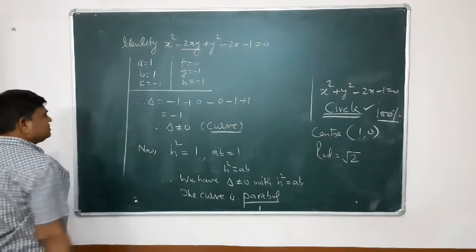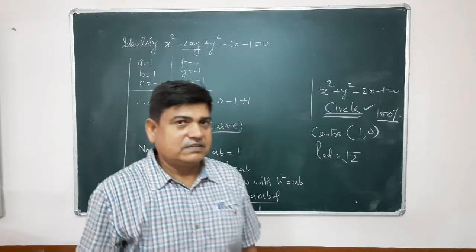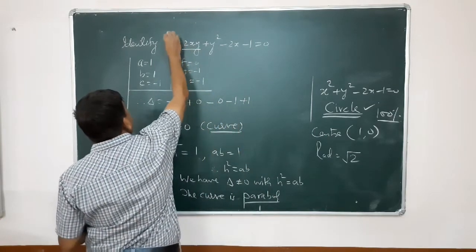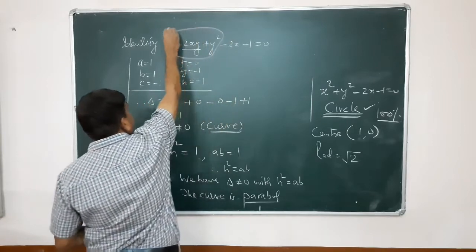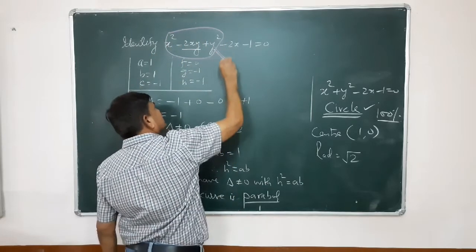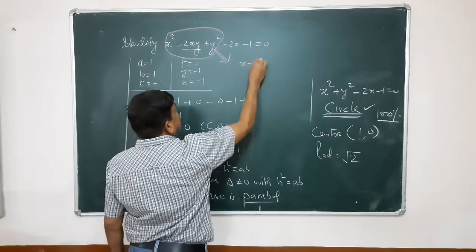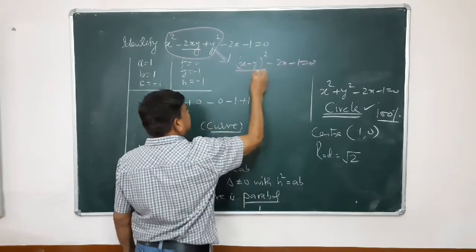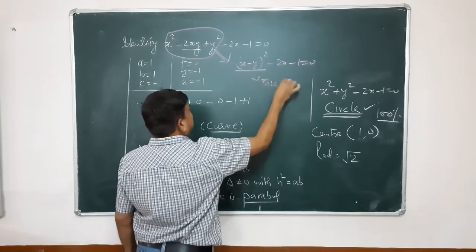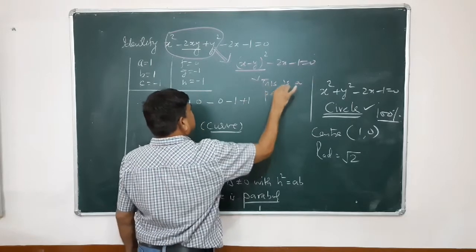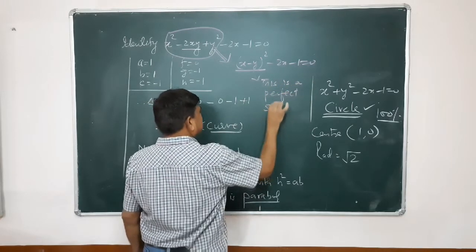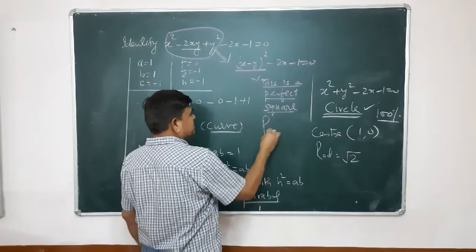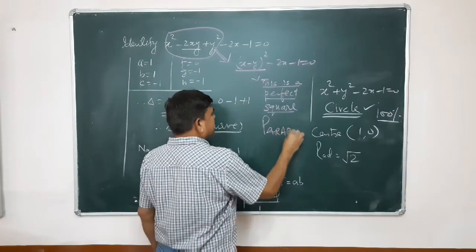Definitely this is a time consuming process. Look at the technique. Look at all the second degree terms taken together, and you will wonder, this is x minus y whole square minus 2x minus 1 equals to 0, and this is a perfect square. This is a perfect square. The curve is a parabola.